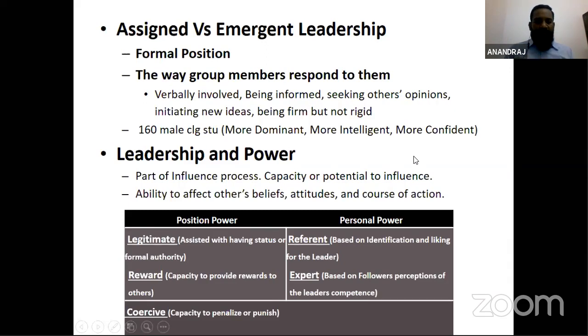You can take the scenario of a class. We formally appoint a leader, a student representative, but when they communicate, many in the group don't even listen. But there will be a student who has already influenced them in terms of intelligence, in terms of the confidence they show, in terms of verbal communication. That student becomes the leader. People see him as a leader, not the person we assigned.